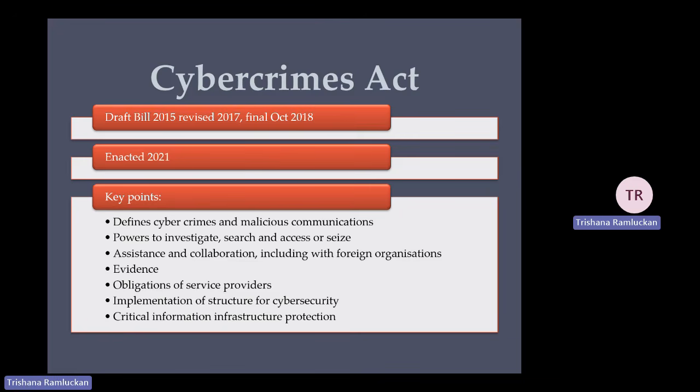Now, the most important act was first drafted in 2015, revised in 2017, finalized in 2018, but only enacted in 2021. Now, this is the Cybercrimes Act. So just a few key points. It defines cybercrimes and malicious communications. It authorizes powers to investigate, search, and access or seize. It deals with assistance and collaboration, including with foreign organizations. It deals with evidence or the chain of evidence, and obligations of service providers. So what are your service providers actually obligated to do?